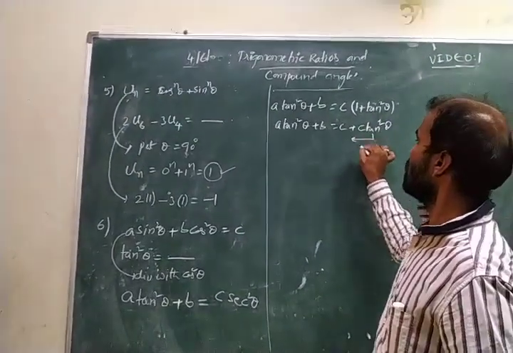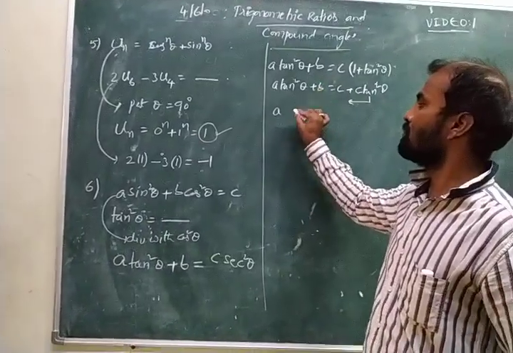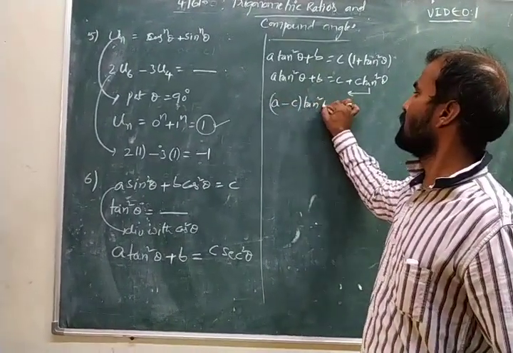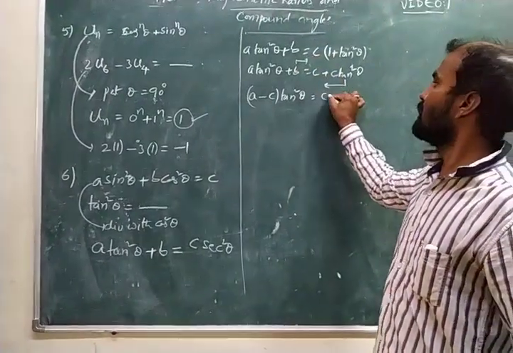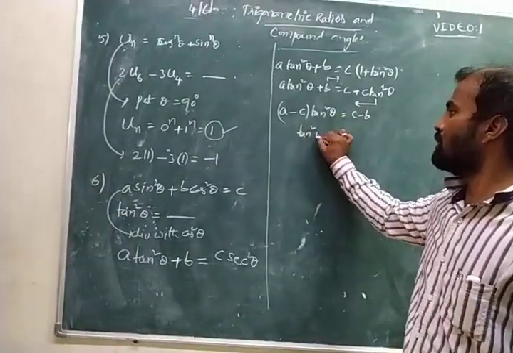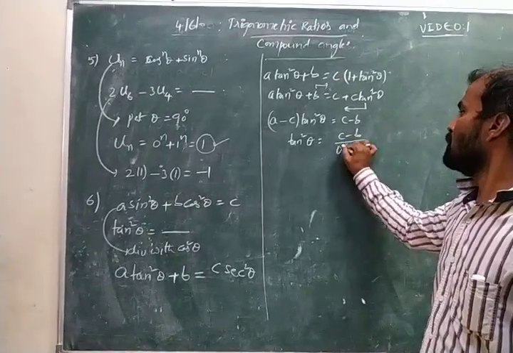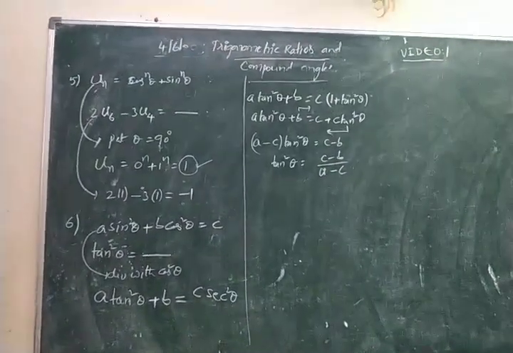Now bring c tan square theta to this side and take tan square theta common, then remains a minus c into tan square theta is equal to, we bring this side, becomes c minus b. We require the tan square theta value. Now tan square theta equals c minus b by a minus c. This is the required value.